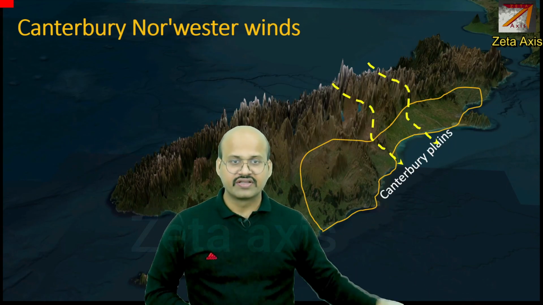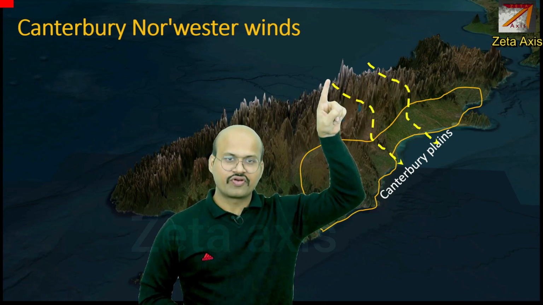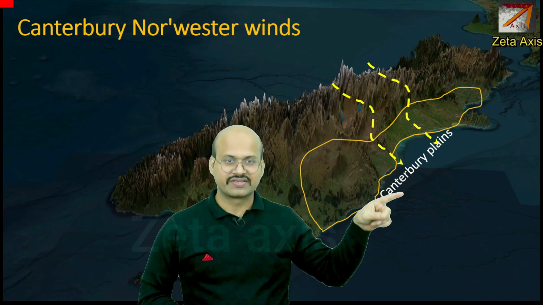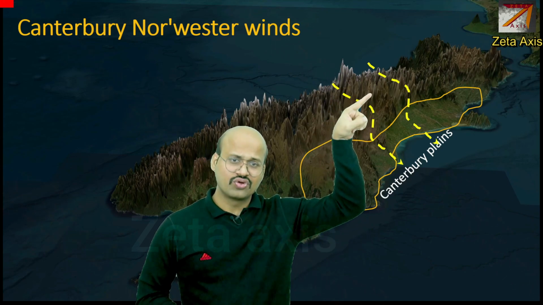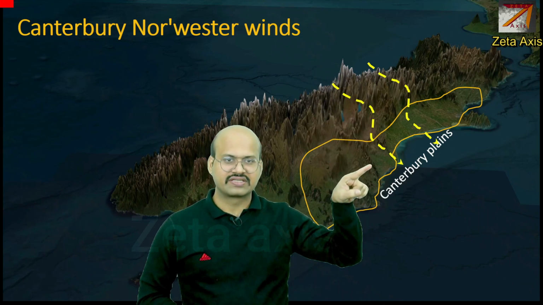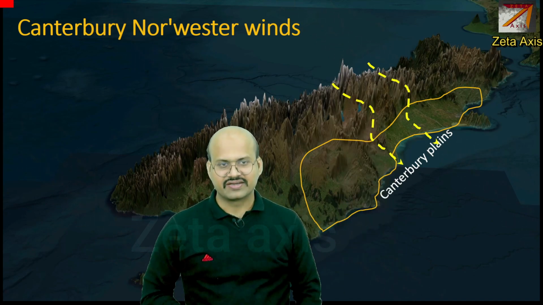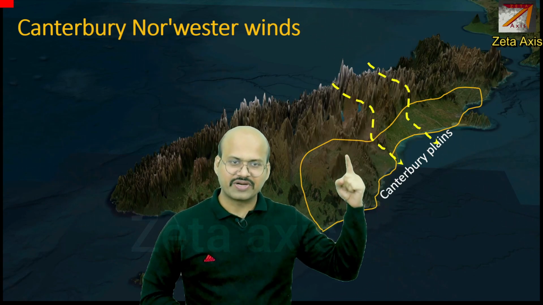Now wind flows from this side of the mountains, that is the north side of the mountains, towards this plain. And when it blows, it has to move downwards. Thus, it forms a katabatic wind and it gets adiabatically heated, thus increasing the temperature in this region.